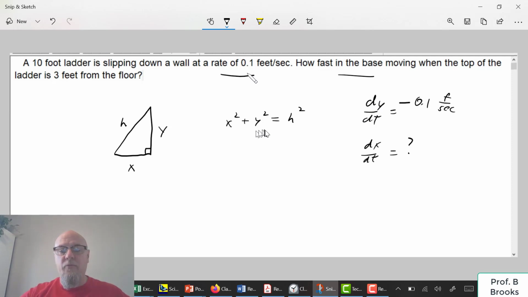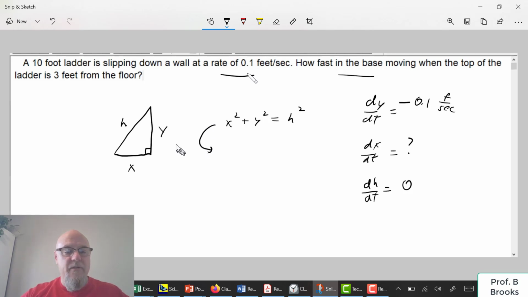I've got that x squared plus y squared equals h squared. Now what I could do is I know the ladder is always 10 feet long, so I could just make this h squared 100 and then differentiate it. I could do that. What I'm going to do instead, just to make a point, is I'm going to say that I know that dh/dt is 0 because the length of the ladder is not changing. Now, it'll amount to the same thing.